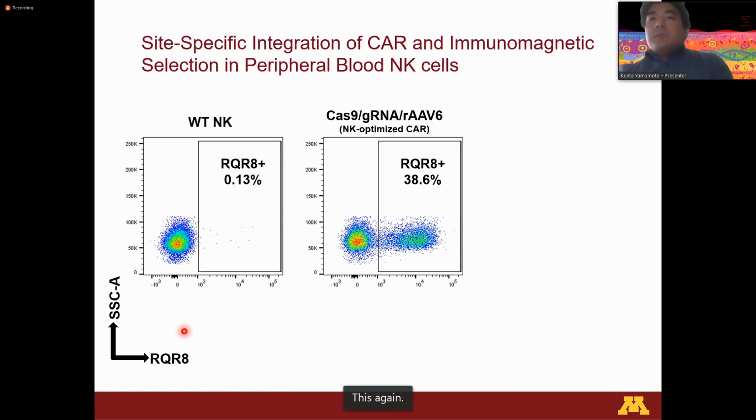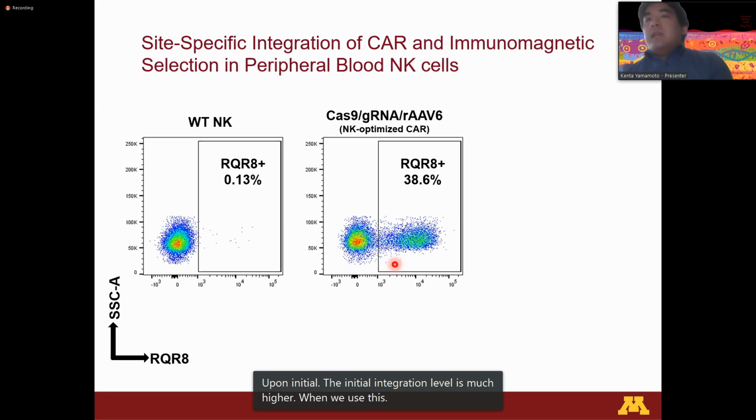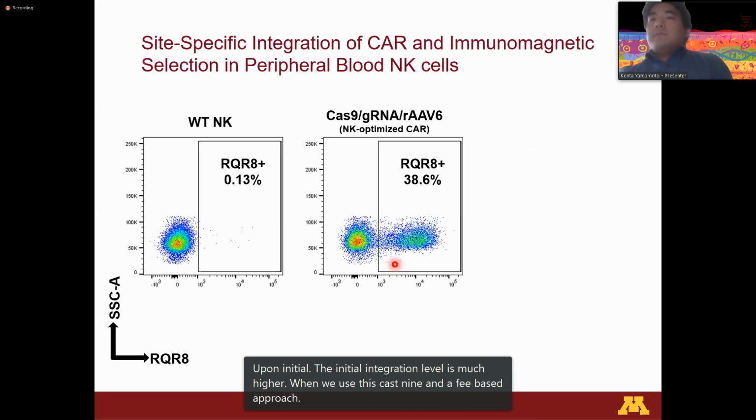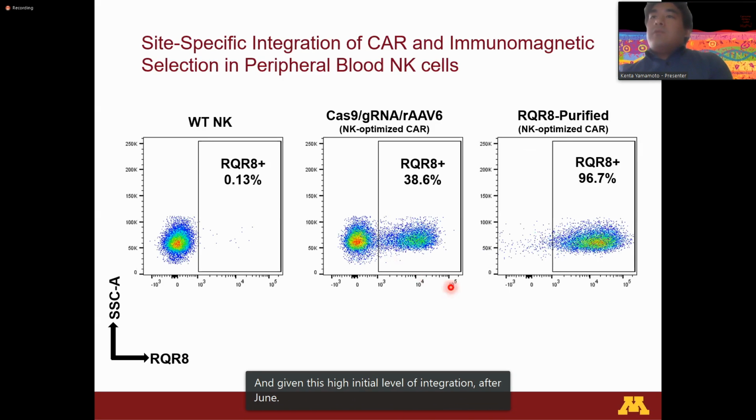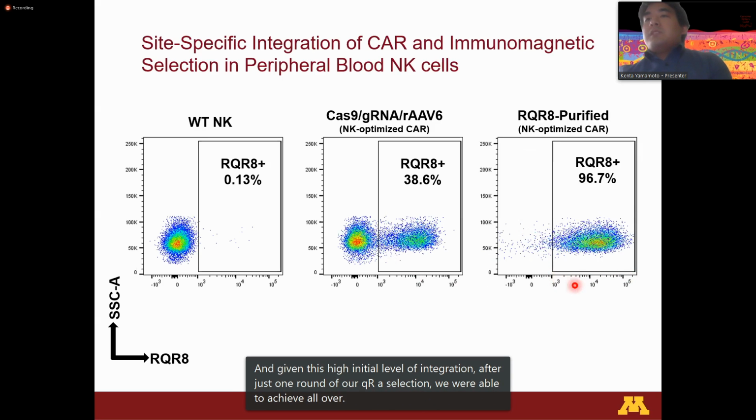And this again shows similar data of RQR8 expression. However, compared to our lentiviral data, the initial integration level is much higher when we use this Cas9 and AAV-based approach. And given this high initial level of integration, after just one round of RQR8 selection, we were able to achieve well over 90% expression of CAR and RQR8.